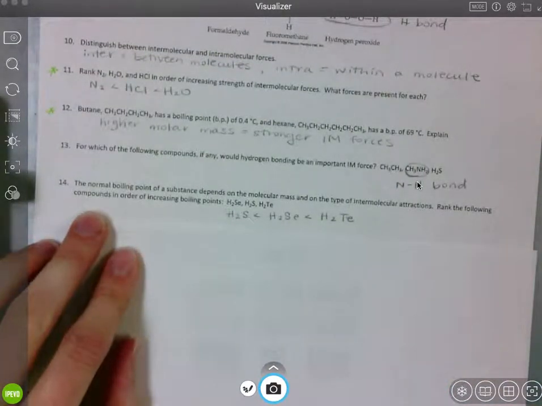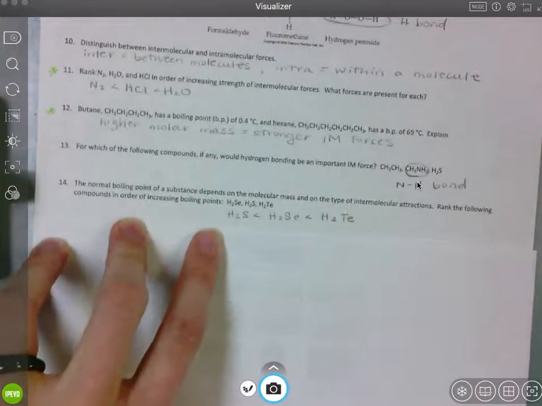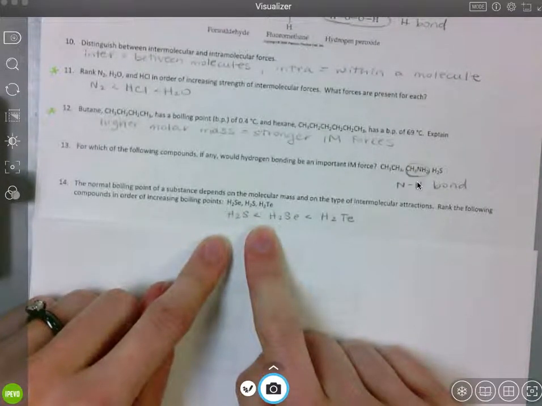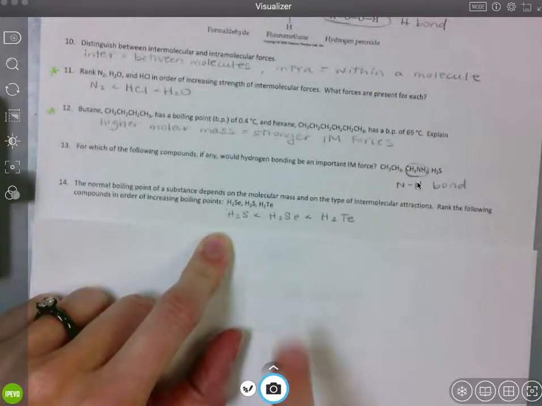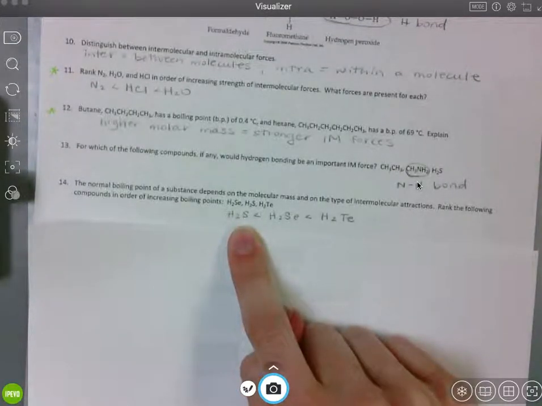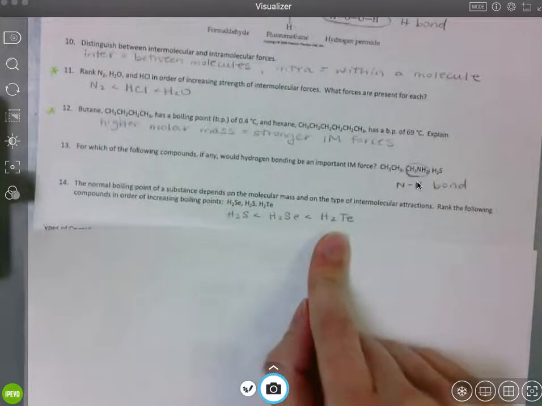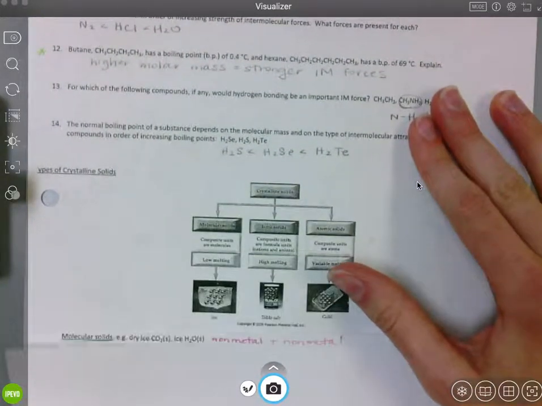All right, number 14. The normal boiling point of a substance depends on the molecular mass and on the type of intermolecular attractions. Rank the following compounds in order of increasing boiling points. H2Se, H2S, H2Te. So sulfur, selenium, and tellurium are right next to each other on the periodic table going vertically. As we're going down, we're increasing our molar mass. Sulfur is the highest up, so it would have the smaller molar mass and the weakest forces, then selenium, and then tellurium. So that is those.